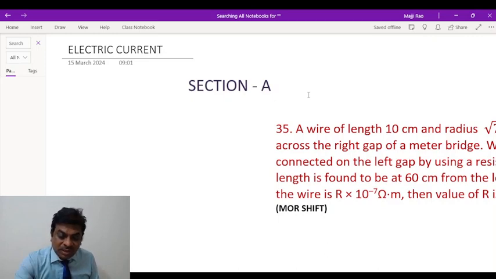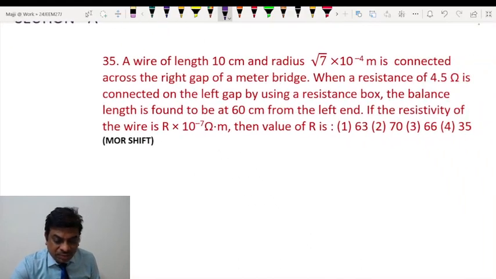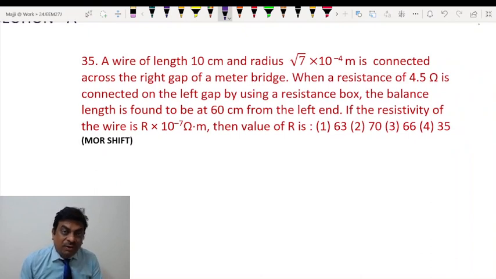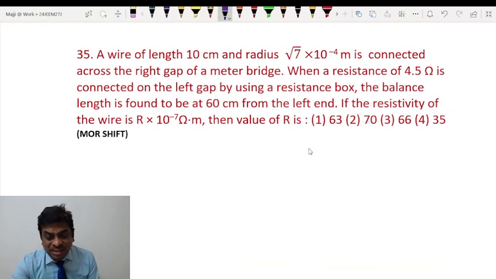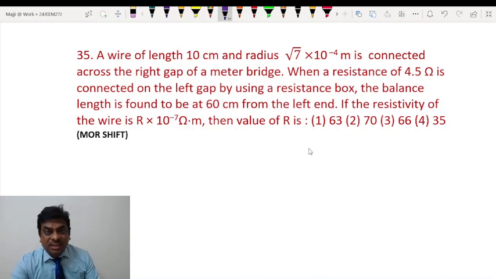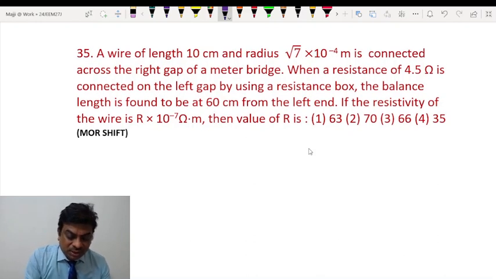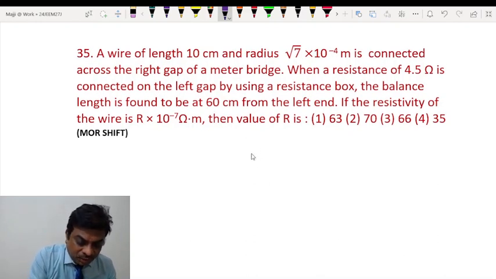Right. So, without wasting time, let us move to the question number 35. As you can see, the wire of length 10 cm and radius this is connected across the right gap of a meter bridge. When a resistance of this is connected to on the left gap by using a resistance box, the balance length is found to be at 60 cm from the left end. If the resistivity of the wire is this, then the value of R is. So in other words, we have to find the resistance, and of course from there we will be getting the resistivity. Okay, students.